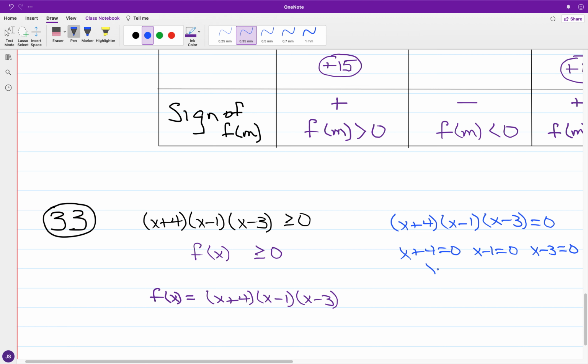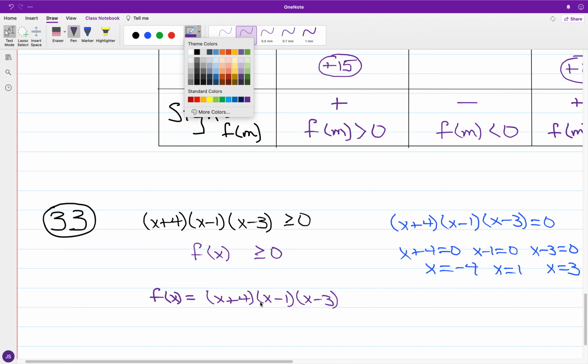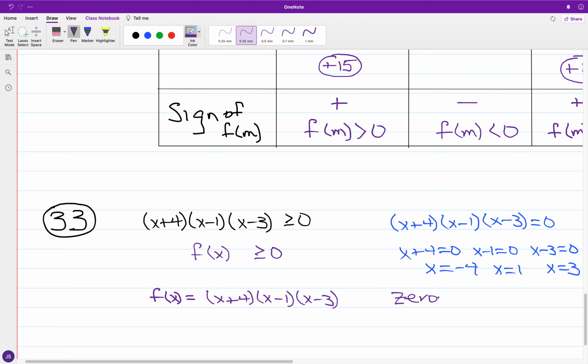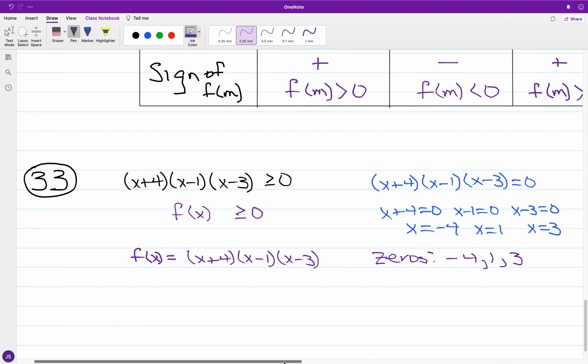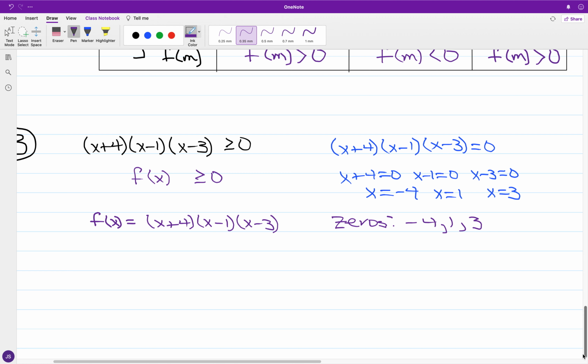So with x plus 4 equal to 0, we have x equal to -4. From x minus 1 equal to 0, I have x is equal to 1. And for x minus 3 equal to 0, I have x is equal to 3. So I got this function. And again, for the zeros, I have -4, 1, and 3. And now since I have 3 distinct zeros, I'm going to end up with a wider table in comparison to what I have worked with previously.